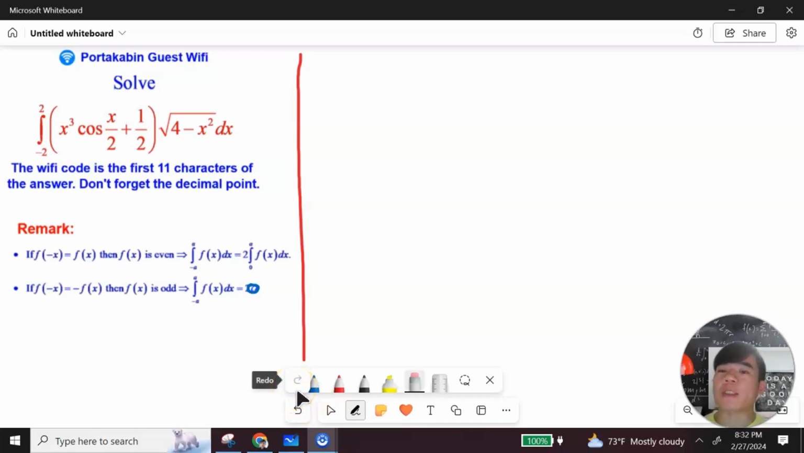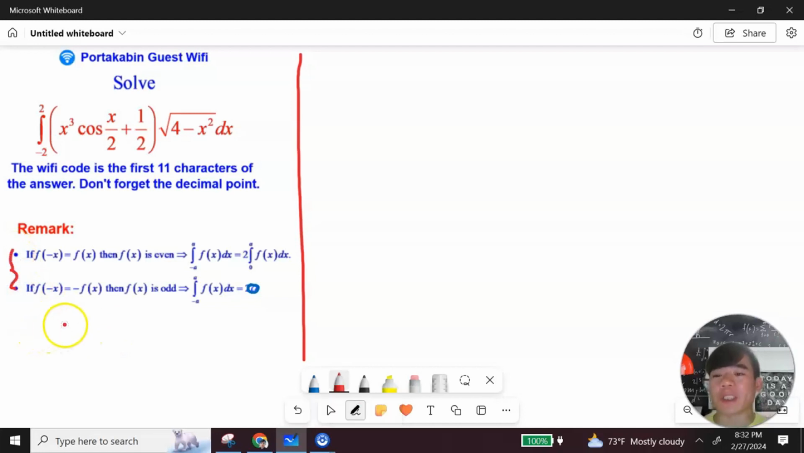Hello everyone, today I'm going to show you how to solve a very challenging integral. This is actually an AB calculus problem, but you won't see this problem on the exam because it's really challenging and it's not easy at all. Okay, before we solve this problem, let's take a look at the following information.